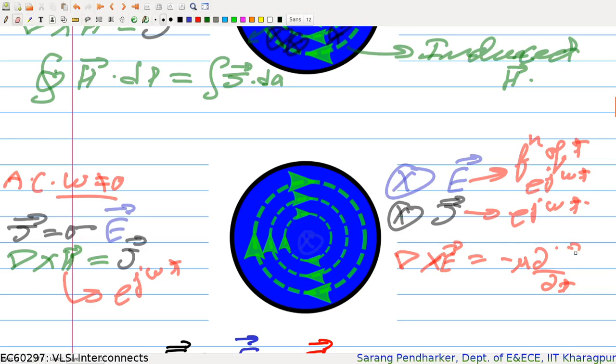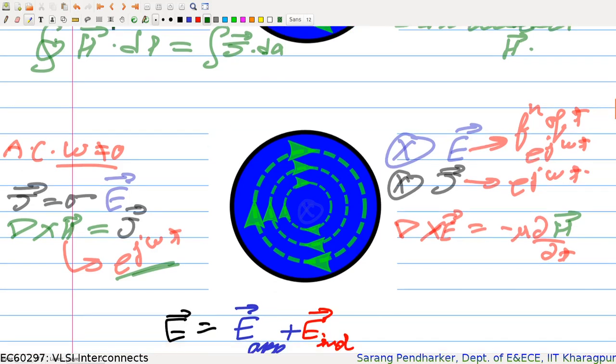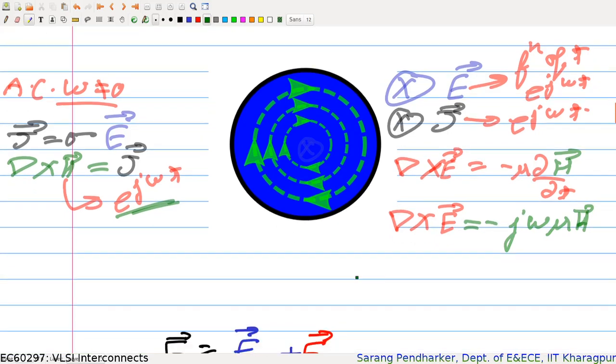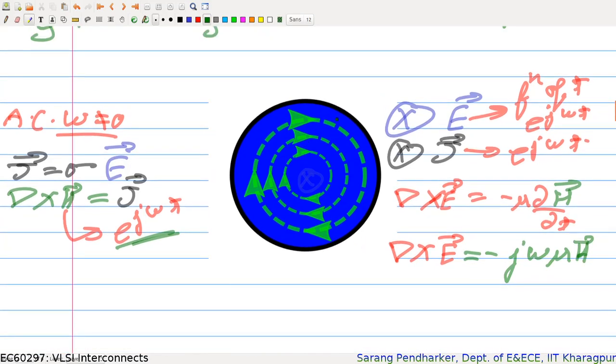Right, so since this is now a function of time, the derivative with respect to time will not be 0, and if I am considering a harmonic case, then my induced electric field would be having minus j omega mu H. So now H is going in this direction.